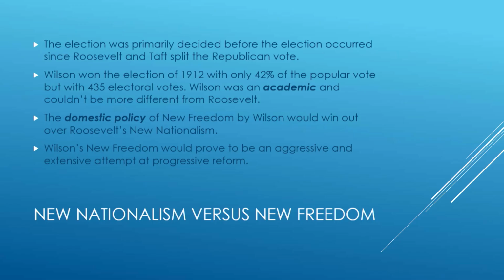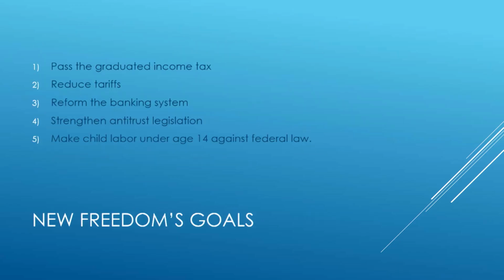The domestic policy of Woodrow Wilson was called New Freedom. And what New Freedom's goals were, his progressive goals. He wanted to pass a graduated income tax, check, he did. He reduced tariffs, check, he did. Reform the banking system, check, he did. Strengthen the antitrust legislation with something called the Clayton Antitrust Act, check, he did. Make child labor under age 14 against federal law.